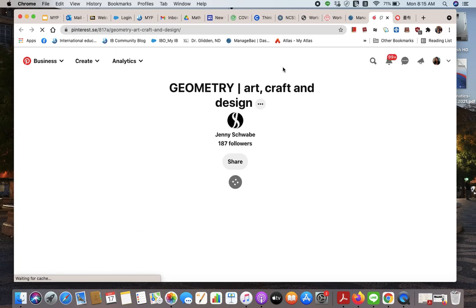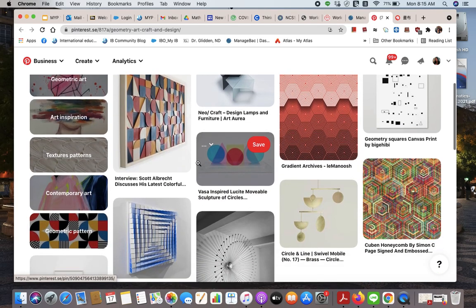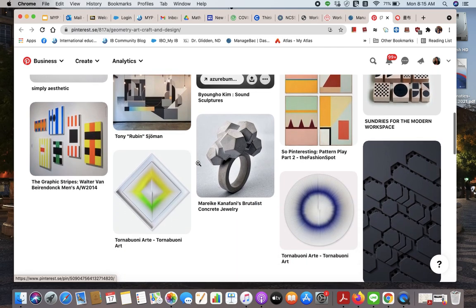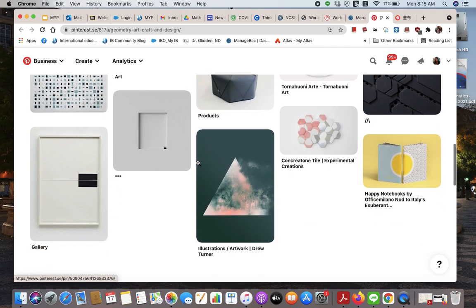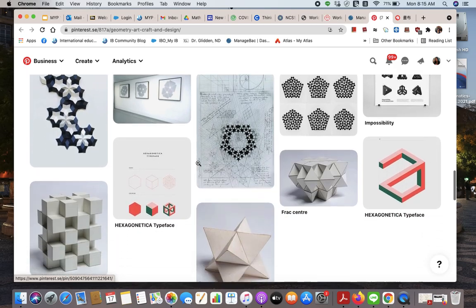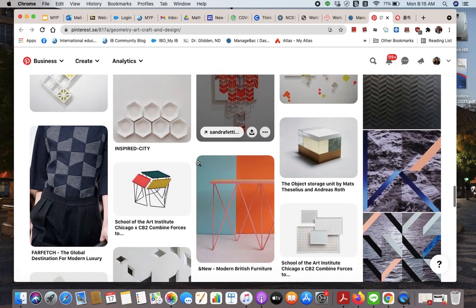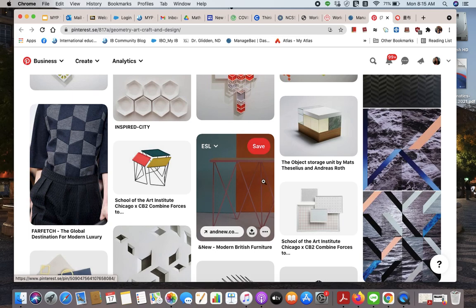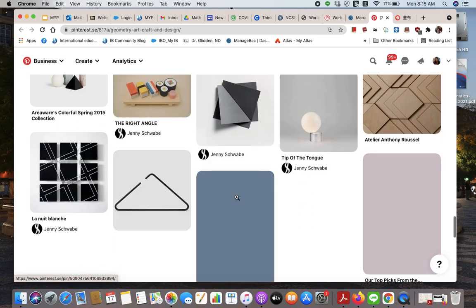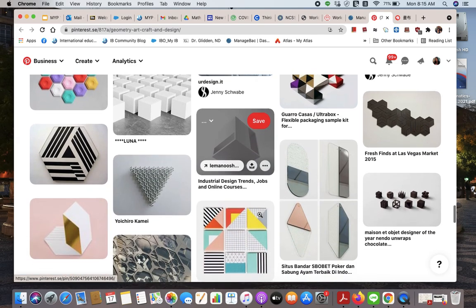All right, and finally this one, another Pinterest post. As you can see, I just typed in the keywords geometry, art, craft, and design, and you'll see tons of examples here. So here you've got some 3-dimensional examples. As you can see, some of them are more functional, like this one, it looks like a table. Some are more decorative. So you want to think about the purpose of decoration first before your design.